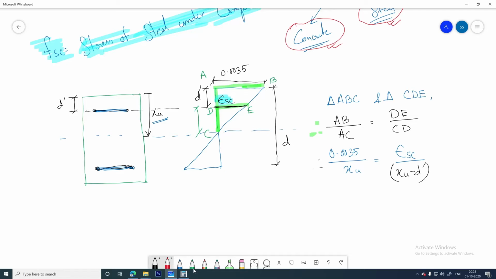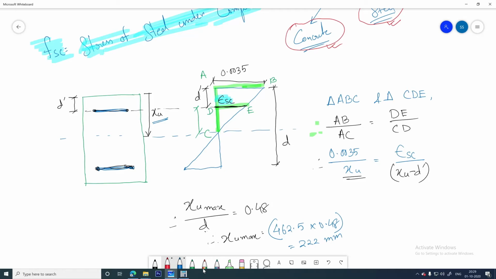Now tell me, what is the value of this XU? XU value we have determined. We have determined that XU max by D equals 0.48, right? So from here you can determine the XU max value, that is actually the XU. So what is the value of D? D is 462.5 into 0.48, right? And that will give the value of 222 mm. Now you can put all the values.